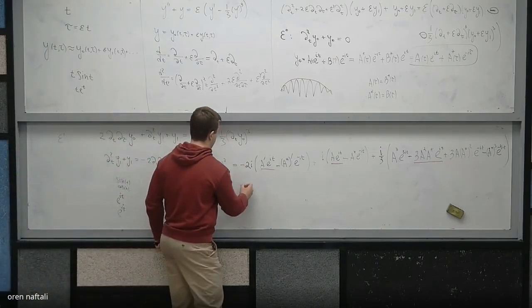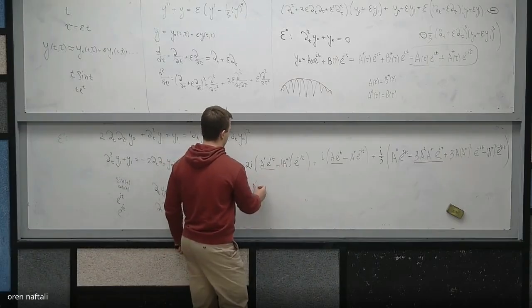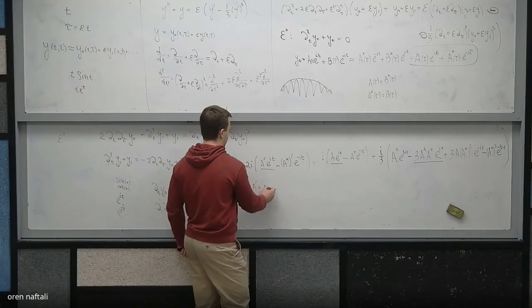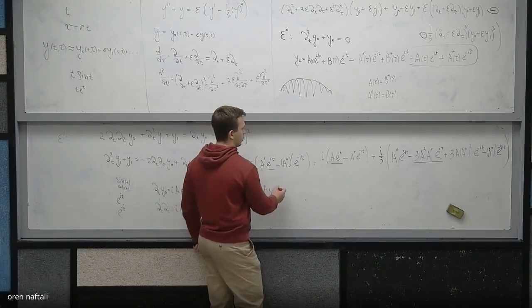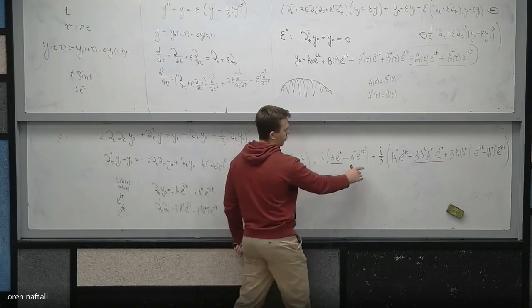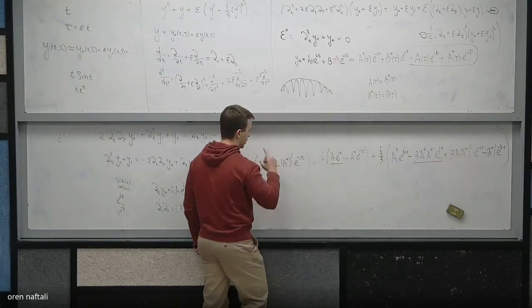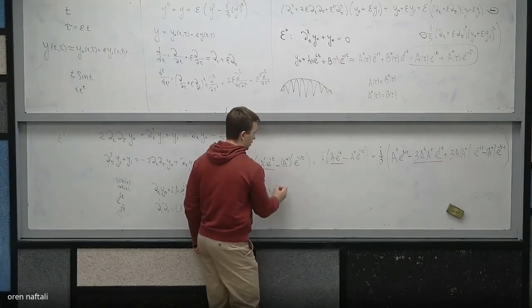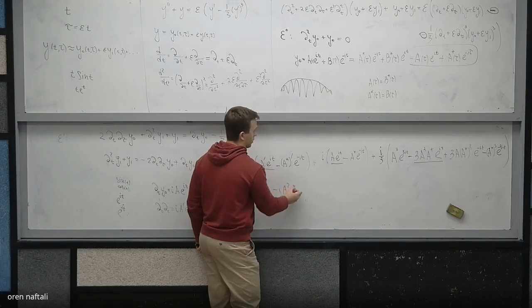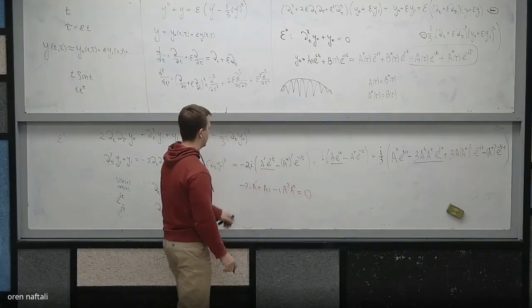So we have minus 2i a prime, then plus a i, minus, you have i over 3, and here we have 3, so total is just i times a squared a star, equals 0.